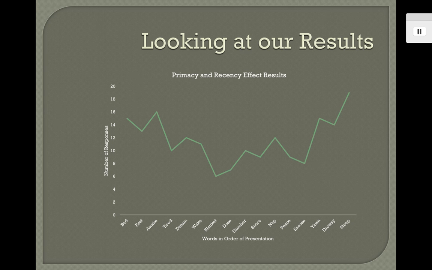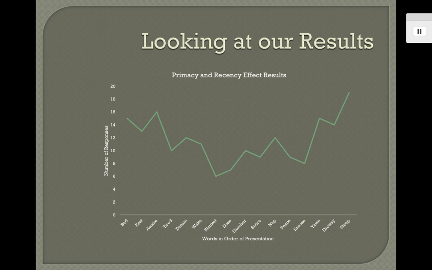So if you notice, we go from having 16, 17, 18 individuals responding to the words at the beginning of the list to all of a sudden now having 6 individuals responding to blanket, 7 individuals responding to doze that are right in the middle of the list. And then what happens towards the end of the list? We have the recency effect.